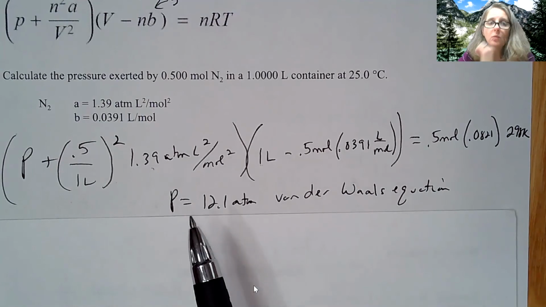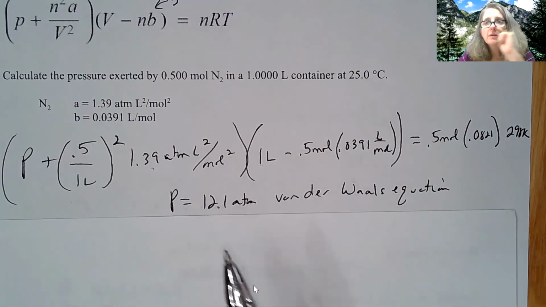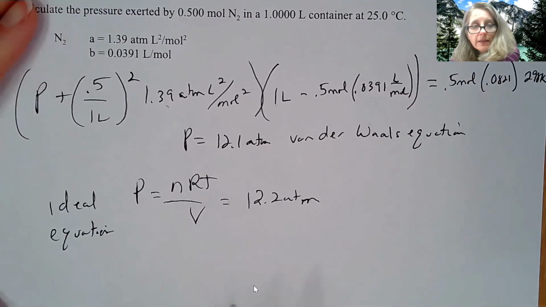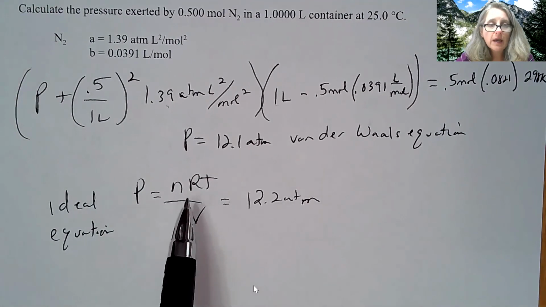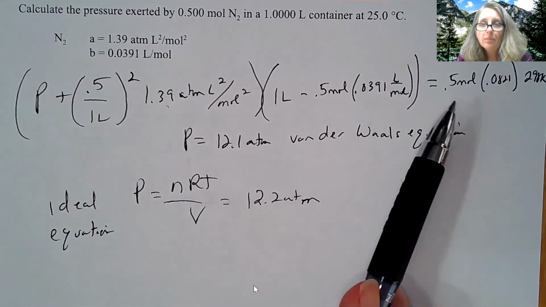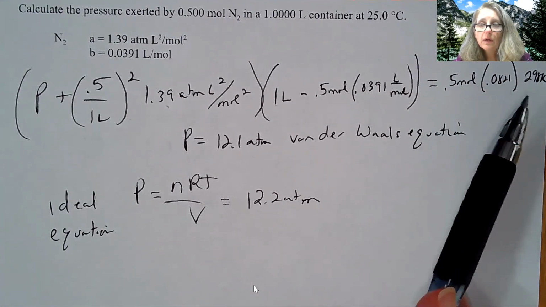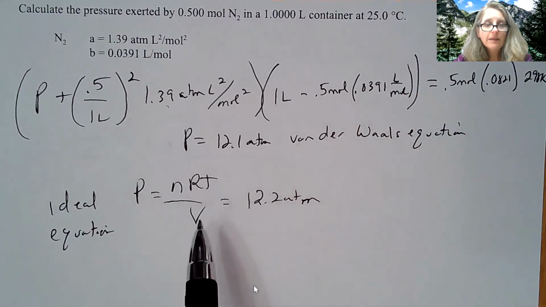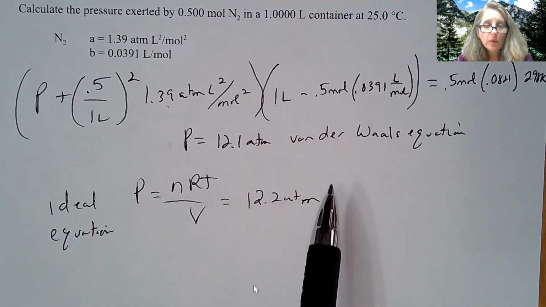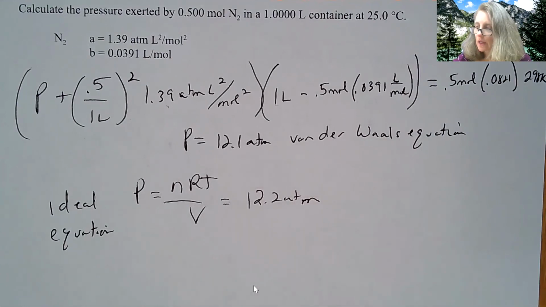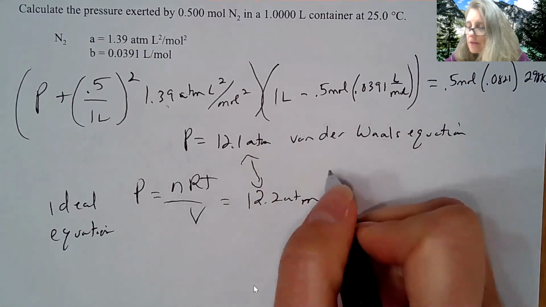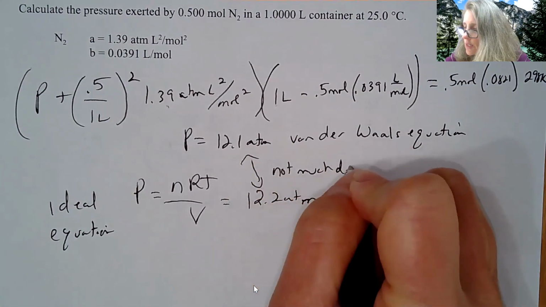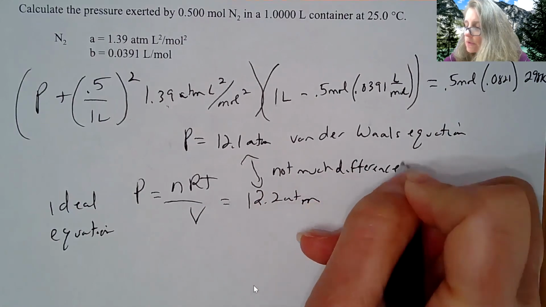Well, what if you were trying to solve the pressure using PV equals nRT? What if you did that? If you use the ideal gas law, PV equals nRT, so nRT over V, it would be 0.5 times 0.0821 times 298 divided by the 1 liter. So you get about 12.2 atmospheres. As you can see, there is not much difference between these two values.